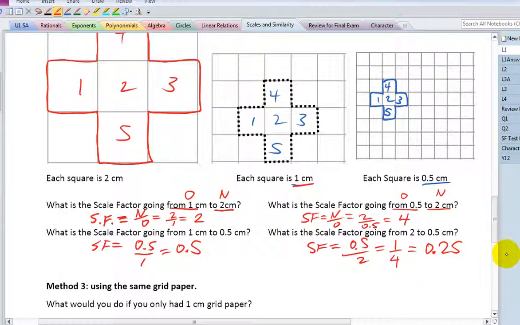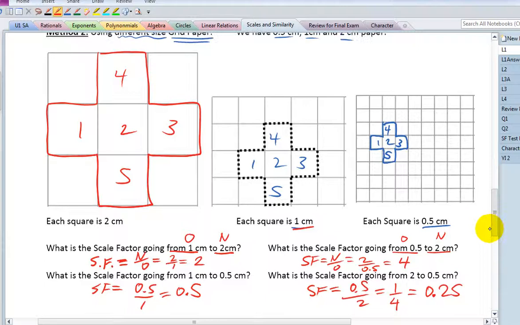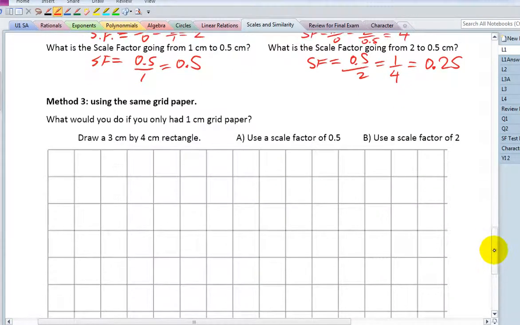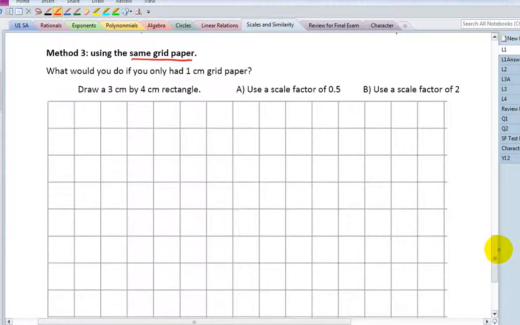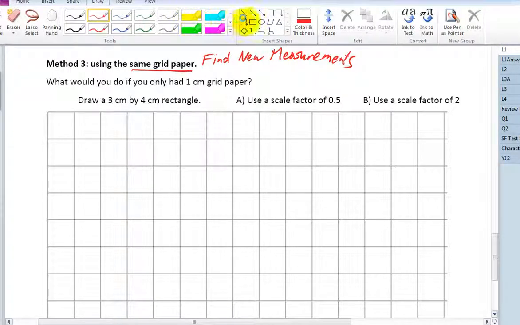Questions? Okay. Now our last method, we're still using grid paper, but now it's going to be the same size grid paper. So what you would do is find new measurements. We're going to start by drawing a 3 by 4 rectangle, please.